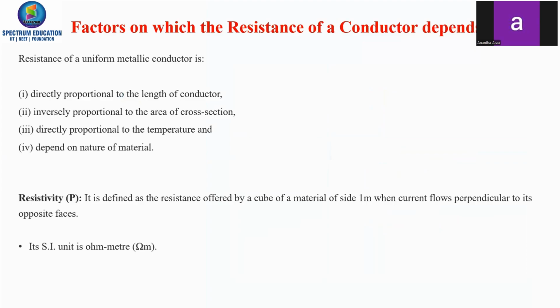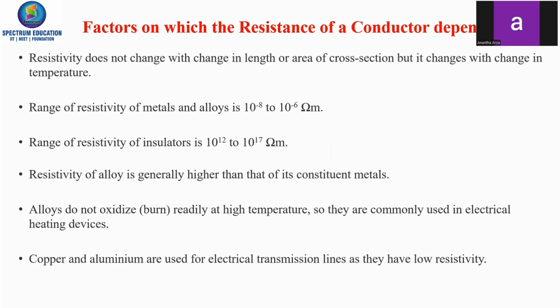Next, factors. Resistance of a uniform metallic conductor is directly proportional to the length of the conductor, inversely proportional to the area of cross section, directly proportional to the temperature, and it depends mostly on the nature of the material. Next, resistivity. It is defined as the resistance offered by a cube of material of side 1 meter when current flows perpendicular to its opposite faces. Its SI unit is ohm meter.